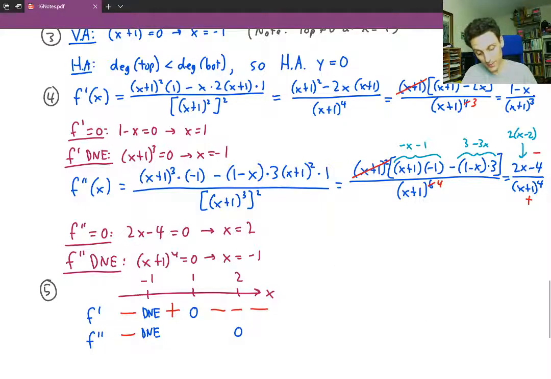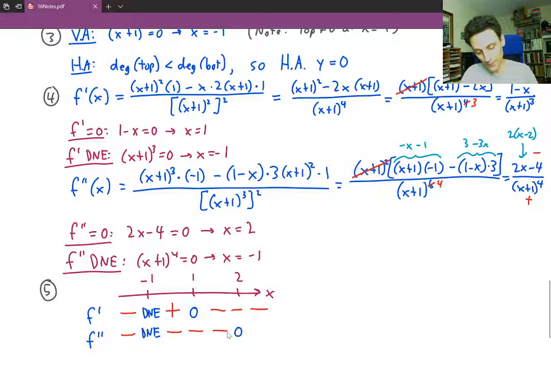Is the sign going to flip as you cross negative 1? No, because the x plus 1 factor has an even exponent. So it'll stay negative as you cross negative 1. And it's going to stay negative until you bump up against either a 0 or a DNE, in which case you have to check again.